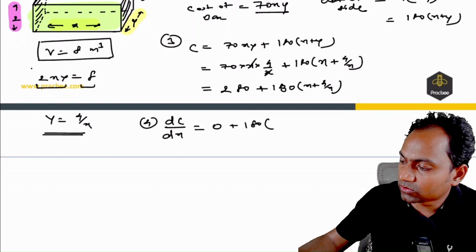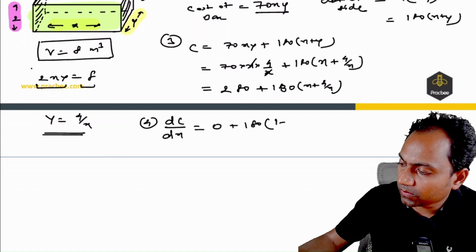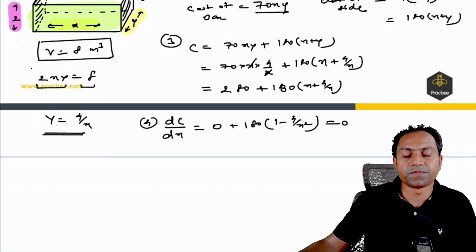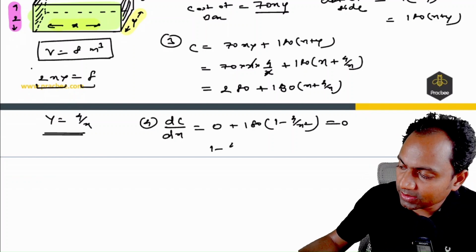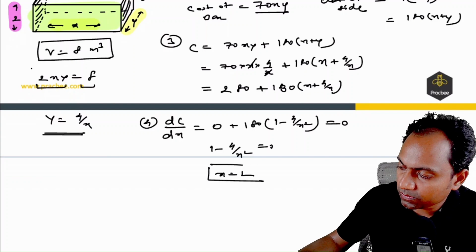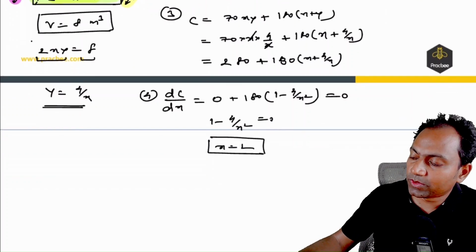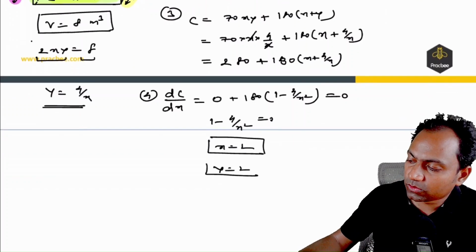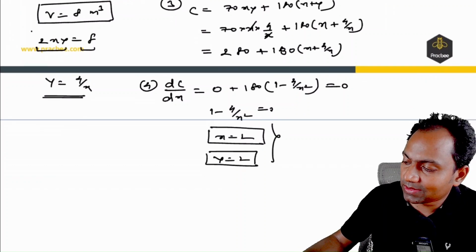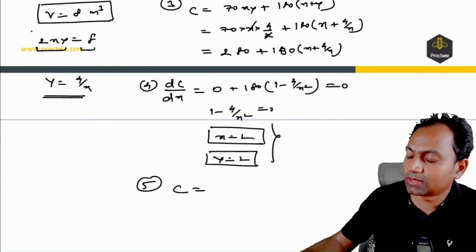Differentiation of x becomes 1, so 1 minus 4 by x square, and obviously we'll equate it to 0. And if I equate it to 0, 1 minus 4 by x square becomes 0, or the value of x comes out to be 2. Once the value of x comes out to be 2, the value of y will also become 2. Now we have got all the values. We can substitute and find the minimum costing that would be there.